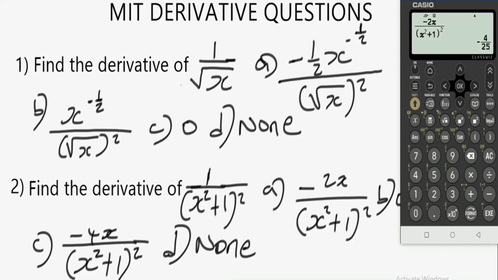Don't forget to reset the calculator once you are done. To reset, as usual, all you need to do is to press this setting button, then navigate down to reset, execute, initialize, or yes. Yeah, so that's it.